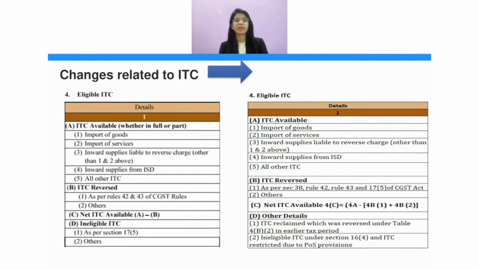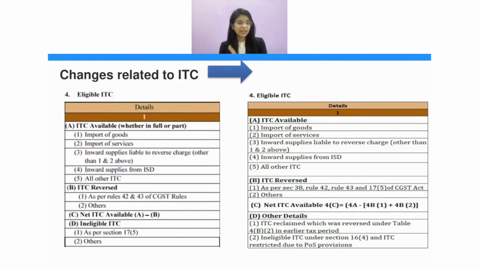So you have not claimed the ITC in the month of March, and let's assume this supplier has not filed his return till 30th of November, right? So when this person has not even filed it, you have also not claimed the ITC because it was not appearing in your GSTR-2B. Now on 1st December, this person has actually filed his GSTR-1 with this particular document.